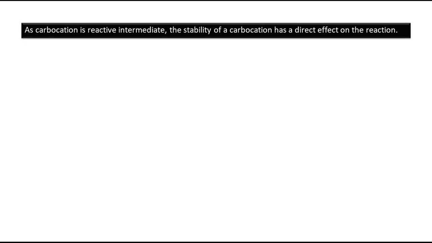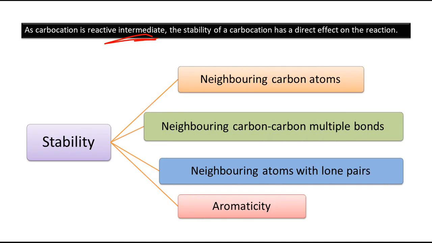Why should we discuss the stability of carbocation? Because as a reactive intermediate, it has a direct effect on the reaction. Now, what are the factors which are important to know if we want to check its stability? So here the 4 points are mentioned.